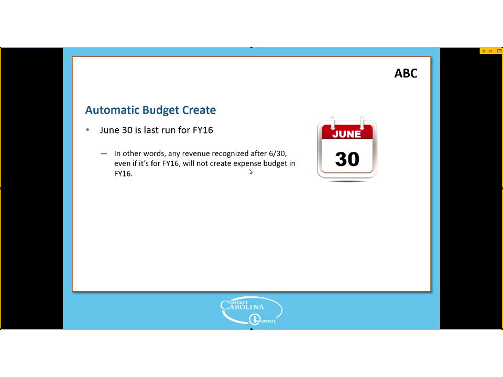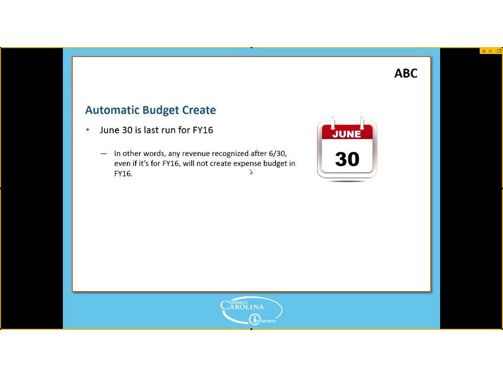But there are a couple of things we want to let you know about as far as timing with the Automatic Budget Create. The last run of that process for this current fiscal year is going to be on June 30th. It runs every single night, and it will run for the last time on June 30th. So what that means is that any revenue has to have come in by calendar day June 30th in order to have an expense budget created for FY16.